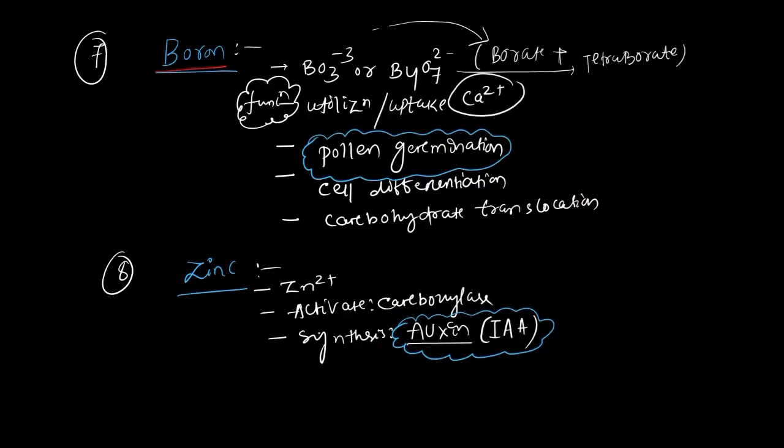Boron. Boron is observed in borate and tetraborate, and its main function is the uptake of calcium. If the uptake of calcium occurs, this calcium helps in different metabolic activities. Boron also helps in germination of pollen and in cell differentiation.